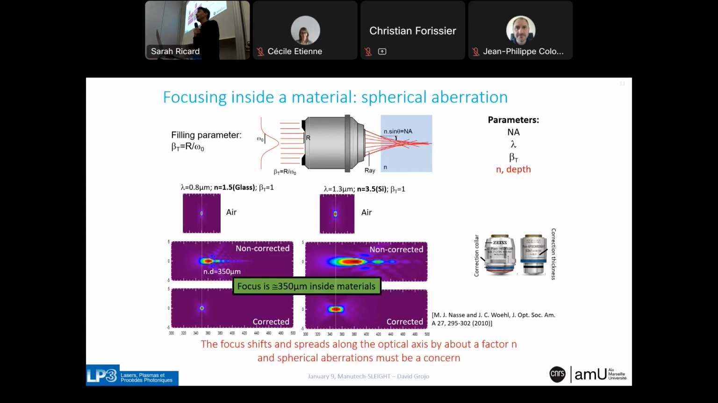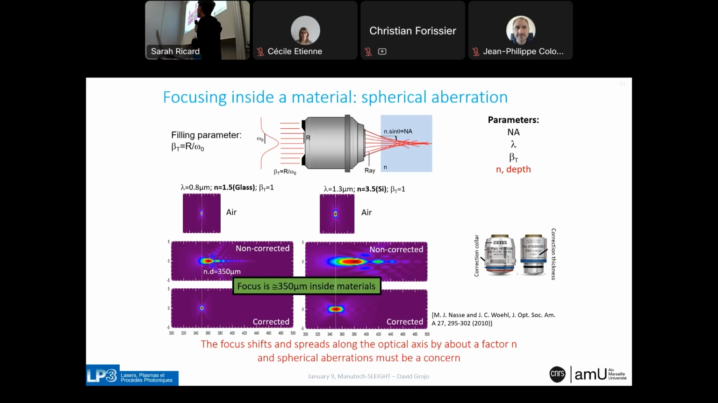The second practical aspect that people will face is the problem of spherical aberration. The problem of spherical aberration is that when you try to focus this light inside a material, there will be spherical aberrations caused by the refraction of light at the air-material interface. This refraction will cause all the angular components not to focus at the same distance inside the material and will create distorted spots. So this is, for instance, the calculation for a spot in air. As soon as you put it 350 microns inside glass, this is what you expect from linear optics.